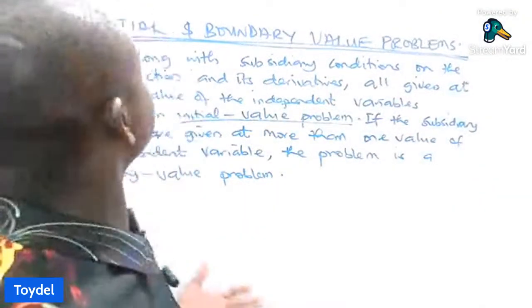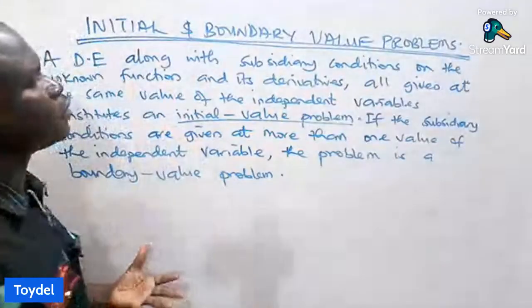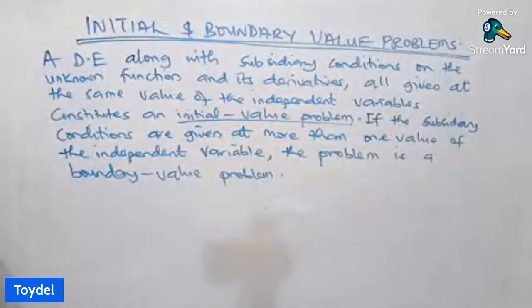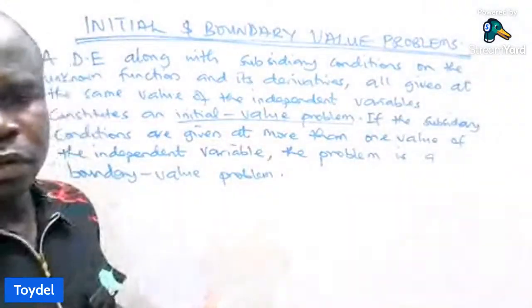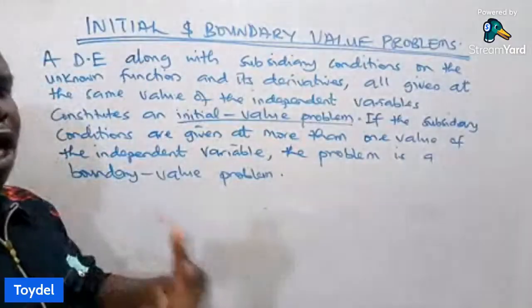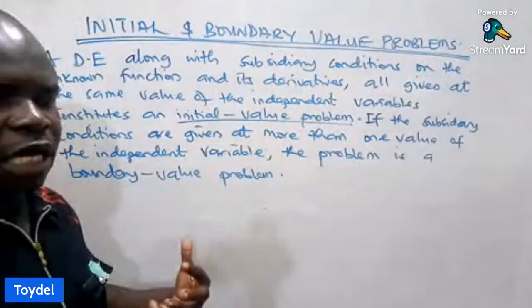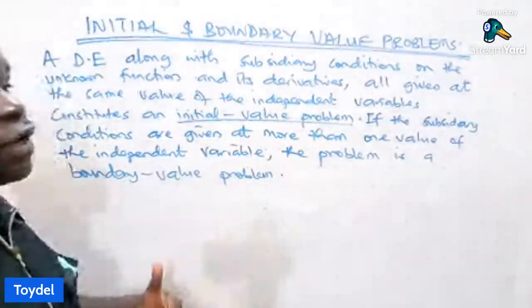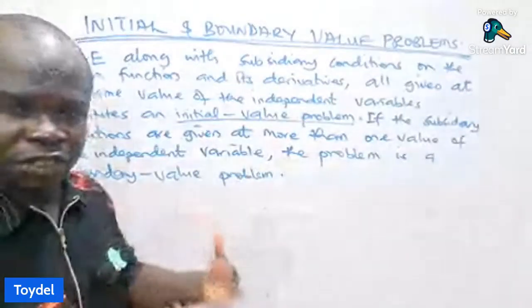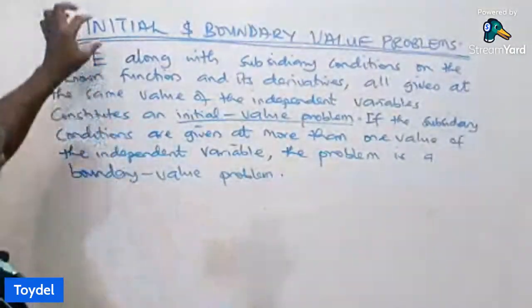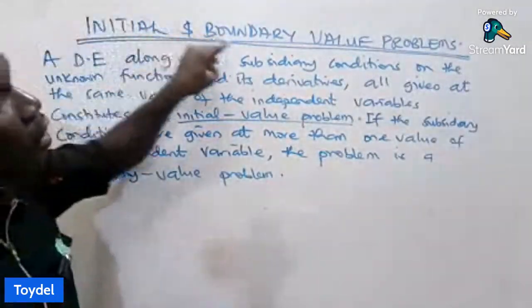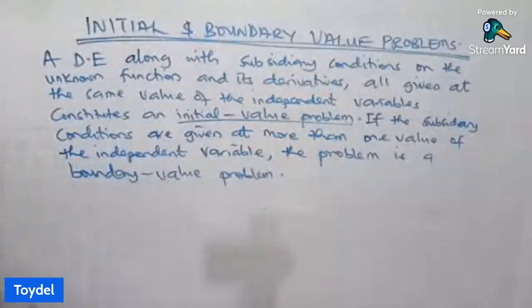Today we want to look at initial and boundary value problems. That is, when you have a differential equation and you are given subsidiary conditions, additional conditions on that. If we invoke additional conditions on that differential equation, it either becomes an initial value problem or a boundary value problem. So what do we understand by initial value problem and boundary value problem, and what is the difference between the two? That's what we want to look at.